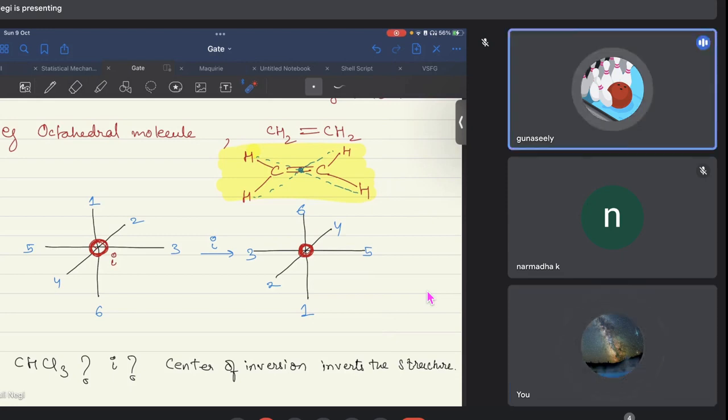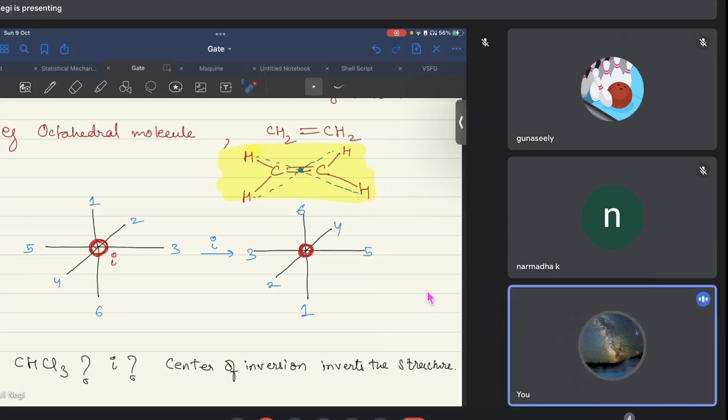Yeah, Narmada. There is no center of symmetry, ma'am. Yes, correct. So there is no center of symmetry in CHCl3. So you can see that it is not necessarily important that any molecule will have the center of symmetry. It can have other symmetry elements, because identity is the one which every molecule has. But in CHCl3 the center of symmetry is not present, though there are other symmetry elements which are present.